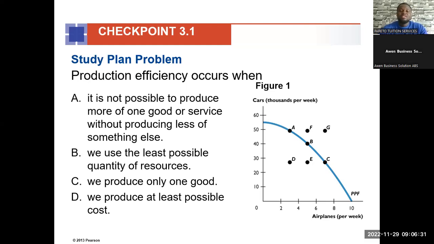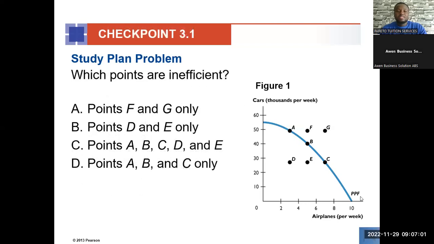Okay, so looking at this multiple choice, it's saying that production efficiency occurs when it is not possible to produce more of one good or service without producing less of something else. So the answer is A. We'll have production efficiency when there's supposed to be a trade-off. You have to sacrifice something before you get more of the other. Okay, so that is A.